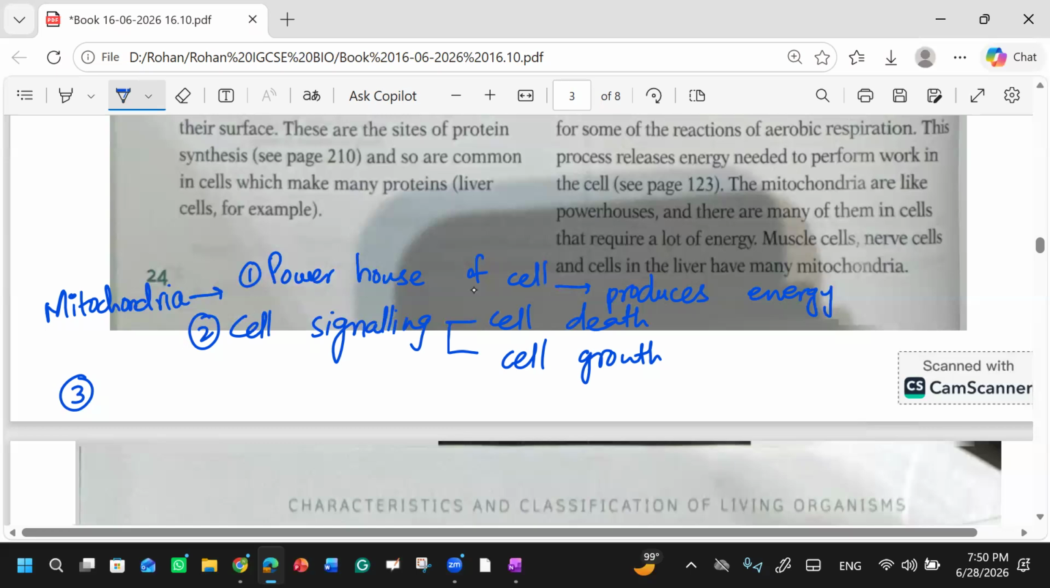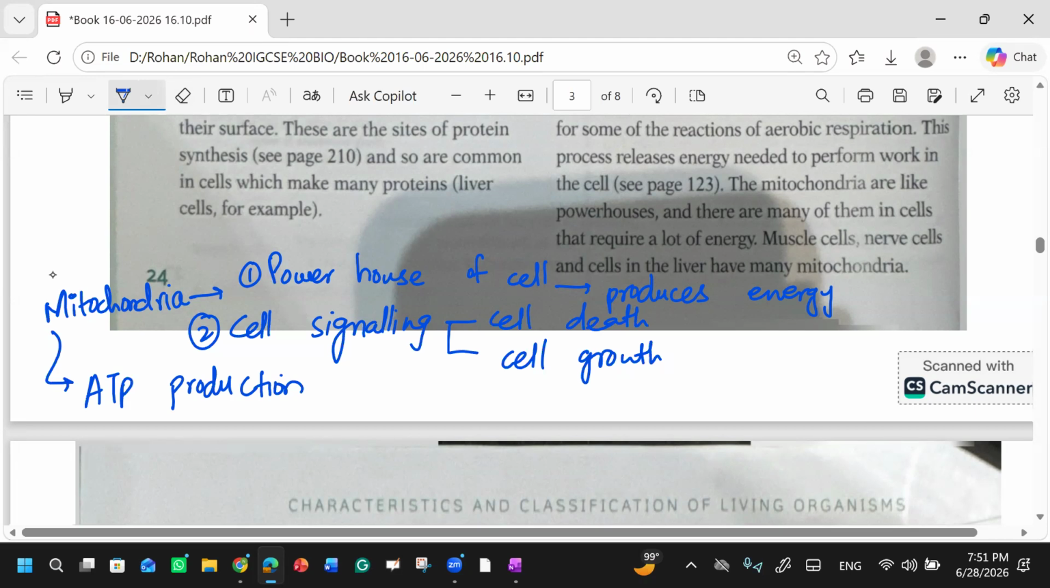So how will energy be produced? Energy will be produced in the form of ATP. So we say that the mitochondria helps in ATP production. It produces a lot of ATPs, and those ATPs help in providing energy to the cell. Clear?